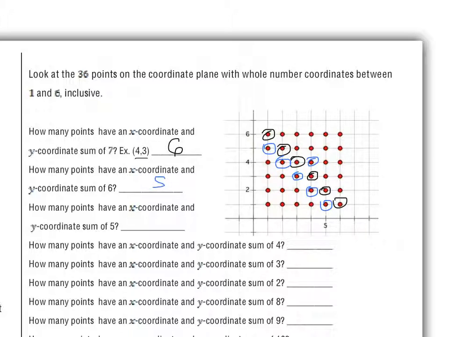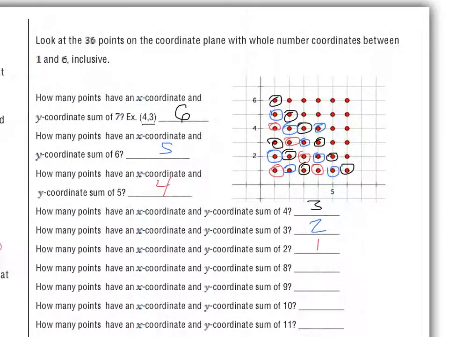Sum of 5, that would be like 2, 3, 3, 2, 4, 1. Sum of 4, so that's going to be like 2, 2, 3, 1, and 1, 3. Sum of 3: 1, 2, and 2, 1. And finally, sum of 2, well, that's just going to be 1, 1.